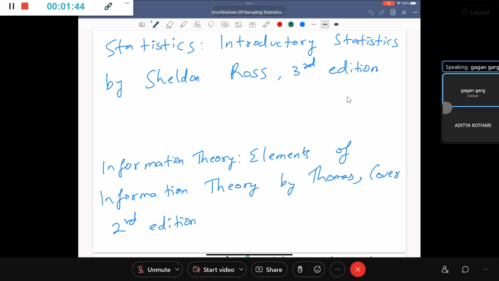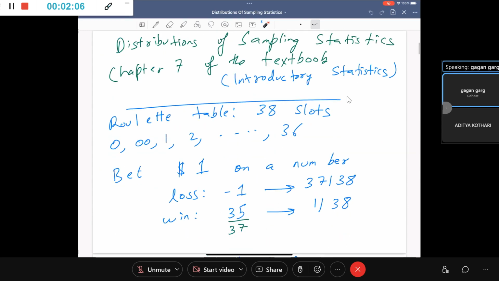So, we started discussing statistics in the last lecture, and the book that we will be following is Introductory Statistics by Sheldon Ross, third edition. The other topic that we will do in the last, I think, 2 weeks is information theory, and the book that we will be following is Elements of Information Theory by Thomas and Cover, second edition. So, starting with chapter 7, we started with chapter 7 in the last lecture, distributions of sampling statistics.